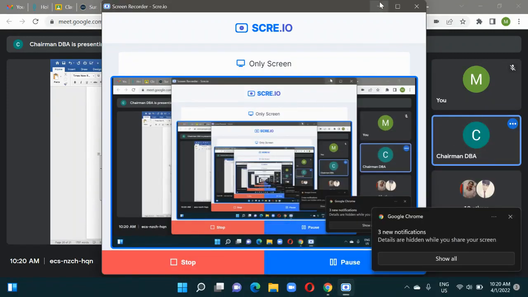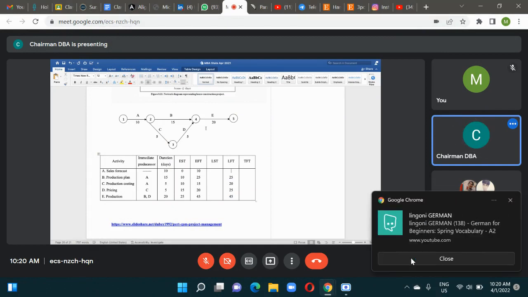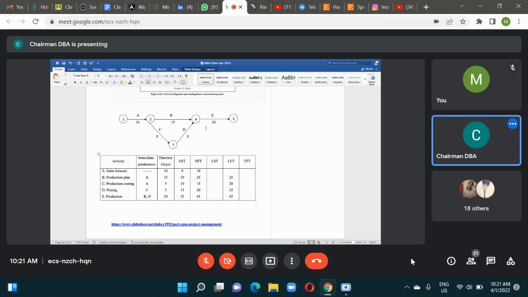What will be the latest finish time of A? 30. If you look at this path, after 10, that means 15 plus 20, 35. So 45 minus 35 means 10 days. So if you finish A latest by 10 days, even then you will be completing the project on time, within 45 days.